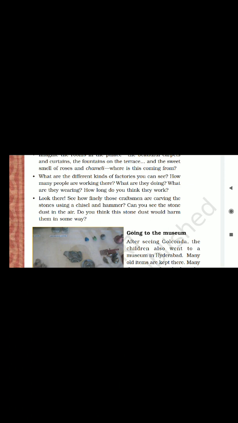So the beautiful designs, the beautiful carvings on wall and door using chisel and hammer during those days, you can imagine the nature of work during those days by observing the carving or the work on the wall with the help of chisel and hammer. And it is also mentioned about dust in air.